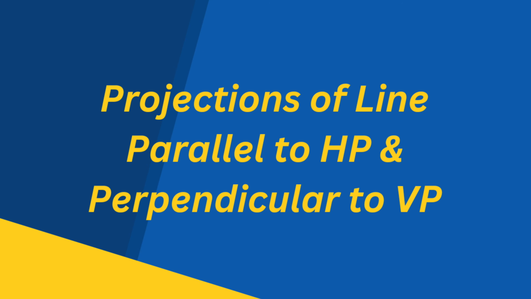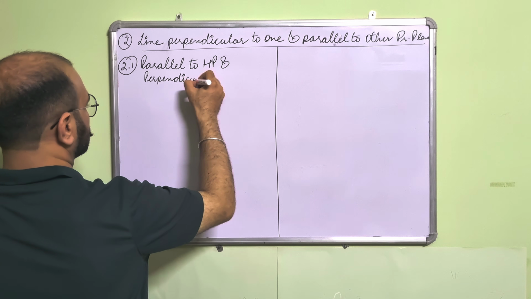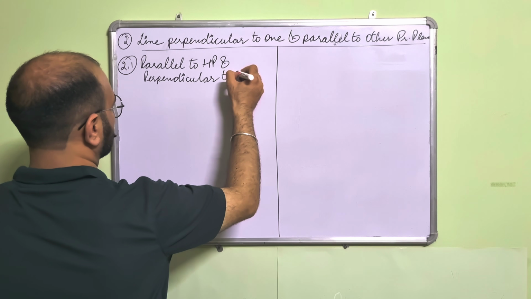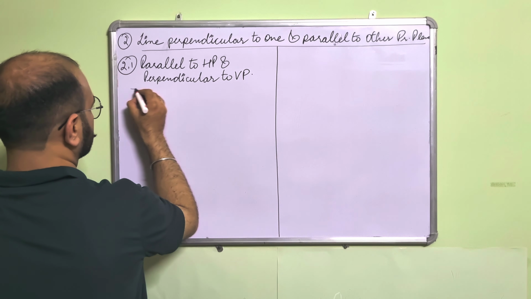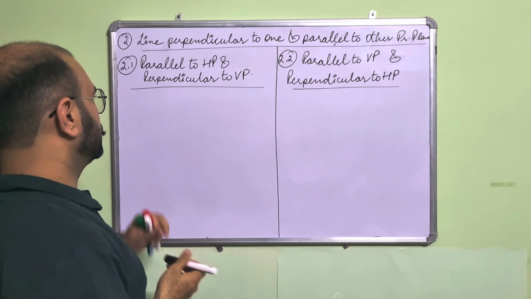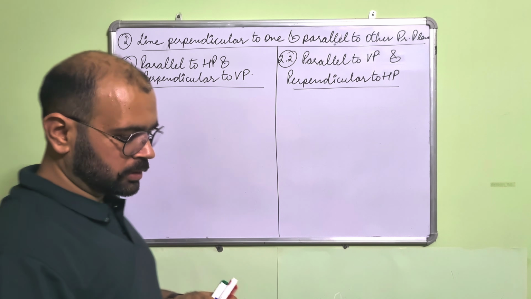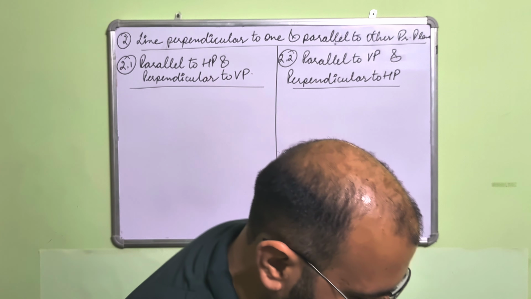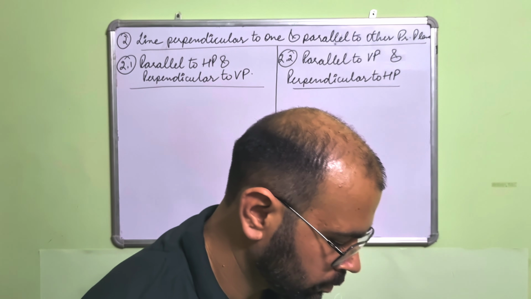First case is parallel to HP and perpendicular to VP. Perpendicular to VP. So this is the first case. Let us see the physical demonstration for the first case, line parallel to HP and perpendicular to VP.